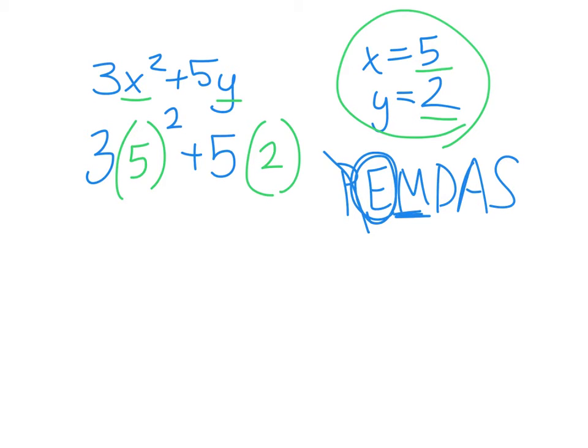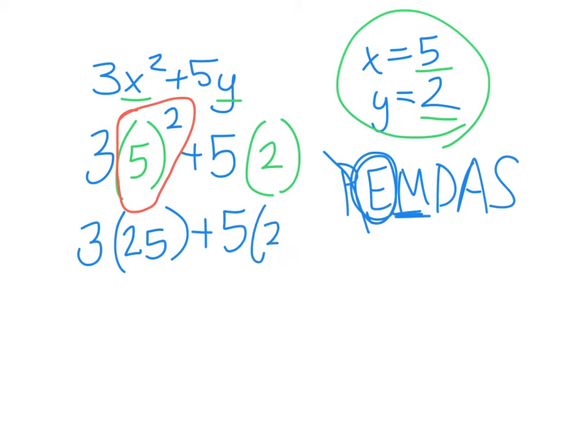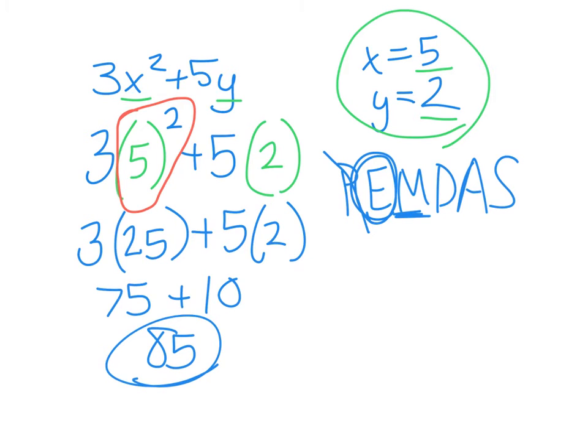So over here, take a look, we have 5 squared. You must do that. Do not do 3 times 5 and then square it. It's a lot different than 5 squared times 3. So 5 squared is 5 times 5, which is 25, plus 5 times 2. Okay, now we do 3 times 25, which is 75, plus 10 gives us an answer of 85.